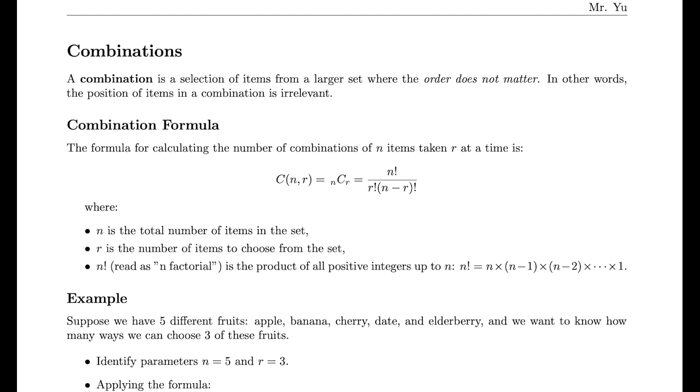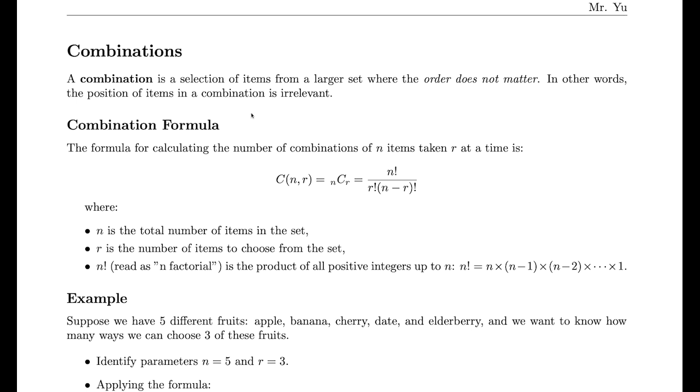Let's talk about combinations. A combination is a selection of items from a larger set where the order does not matter. Well, what is that larger set? That larger set is permutations, arranging every object in order. But for combinations, the position of the items is irrelevant. So we want to see the arrangements, but then disregard the arrangement.